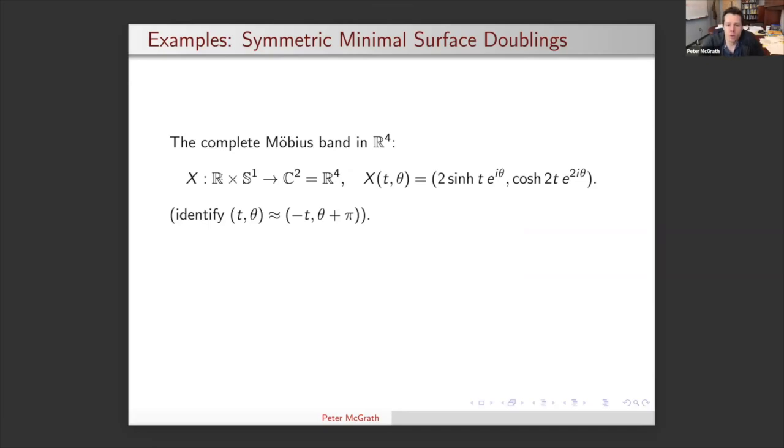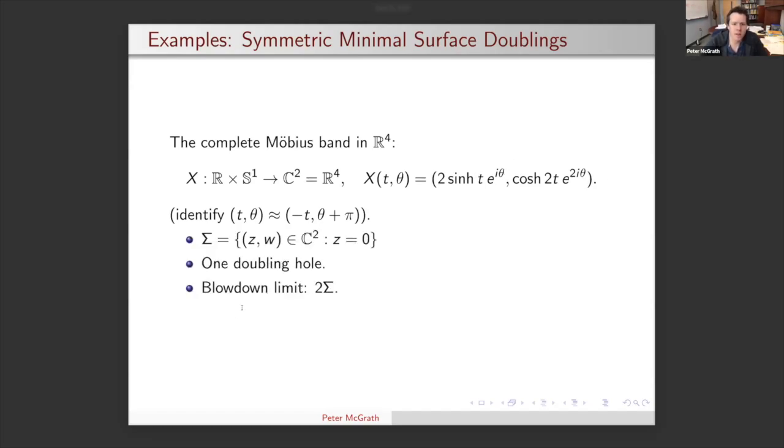So I want to go to a slightly different flavor of example. We can talk about non-orientable doublings if we like, and there's a very simple one that's the analog of the catenoid, and that's this complete Möbius band in R4. We can think of the Möbius band as this cylinder with this identification on the coordinate space, and then we have a very explicit minimal immersion here with these hyperbolic trig functions, and then the trig functions on the theta directions. And you can consider this as a doubling.